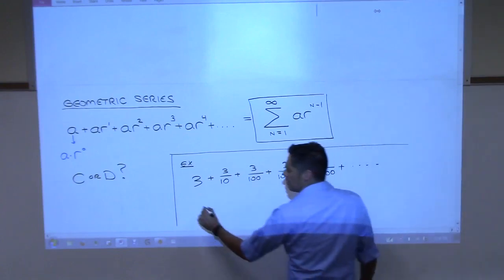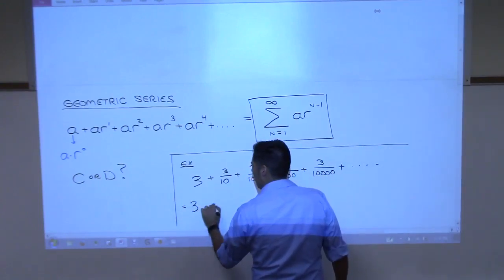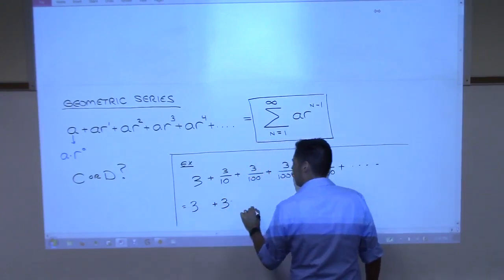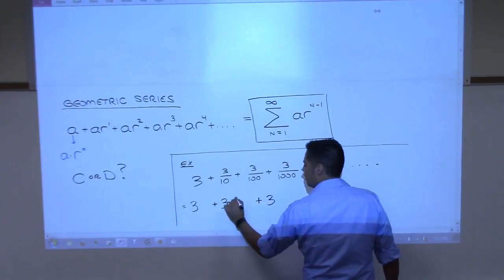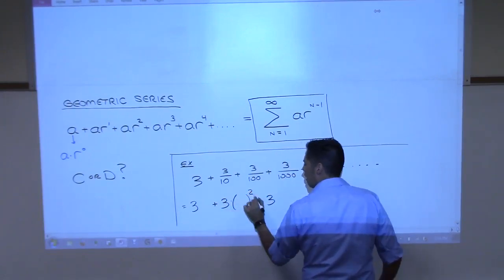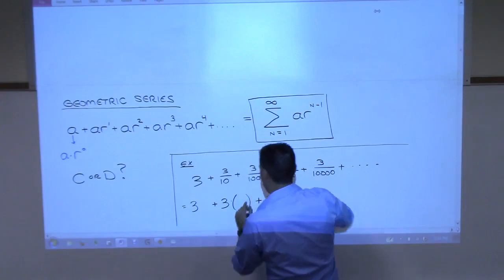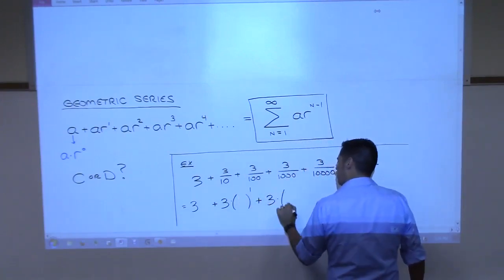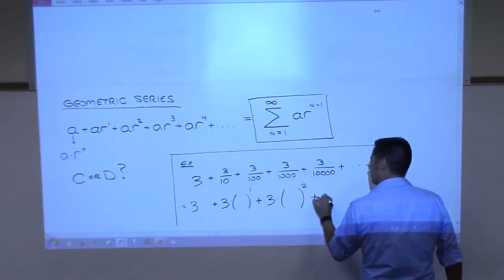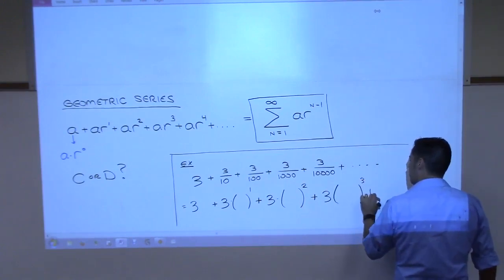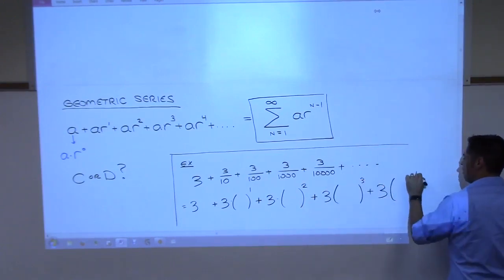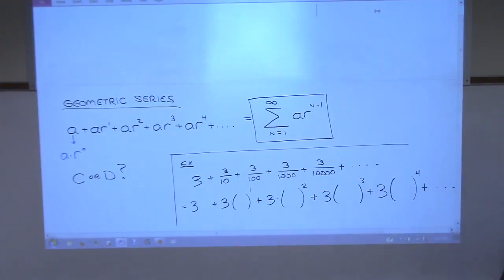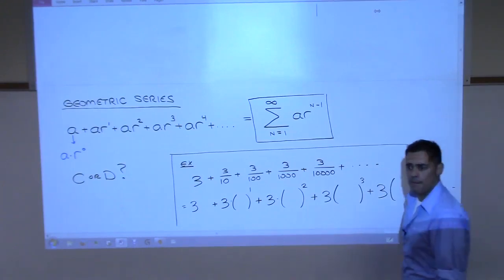So let me try and rewrite this for you. 3 plus 3 times something plus 3 times something squared, it's supposed to be 3 times something, not squared, to the first power. And then 3 times something squared plus 3 times something cubed plus 3 times something to the fourth plus 1/10. Does everyone see that?